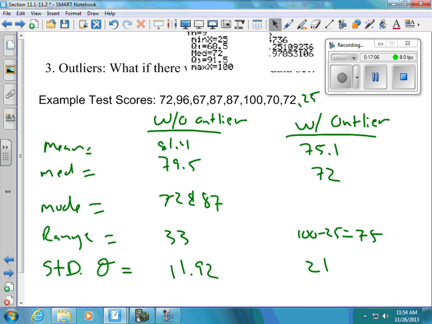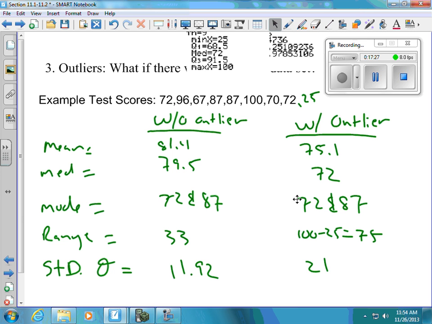Has our mode changed though by putting 25 in? Our mode has not changed. It's still the same. It's still 72 and 87. Now, if we'd have added a 72 or 87, that would have changed our mode. Or if we'd have added another number that repeated. But since we put in a number that didn't repeat, it stayed the same.